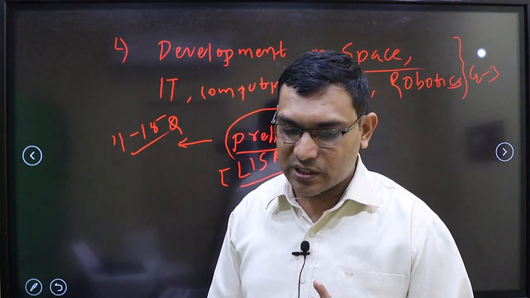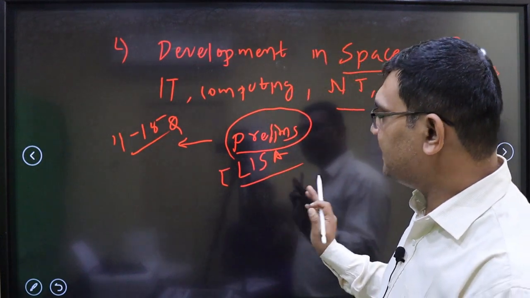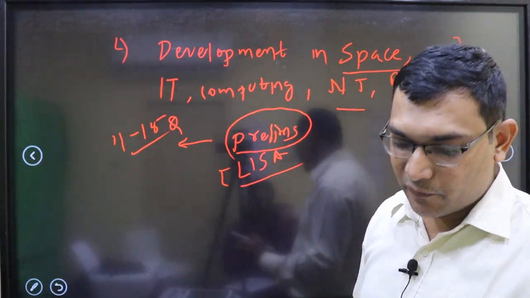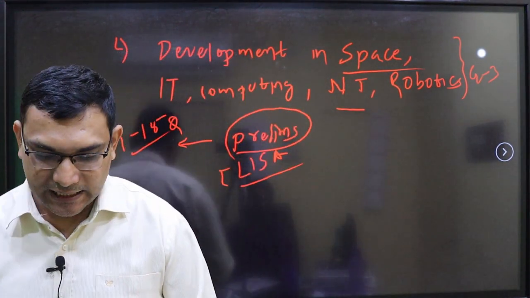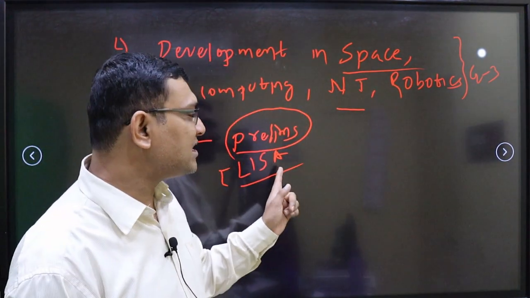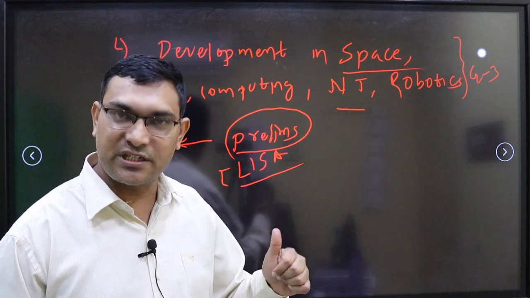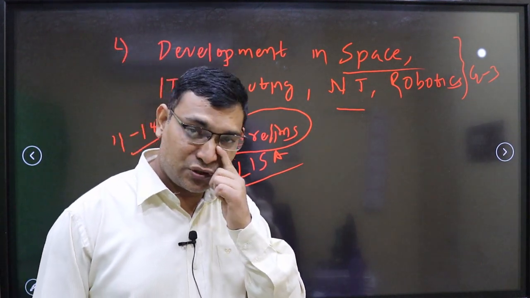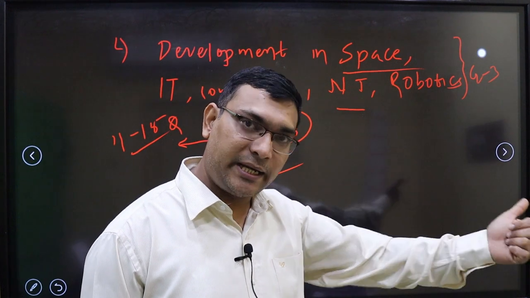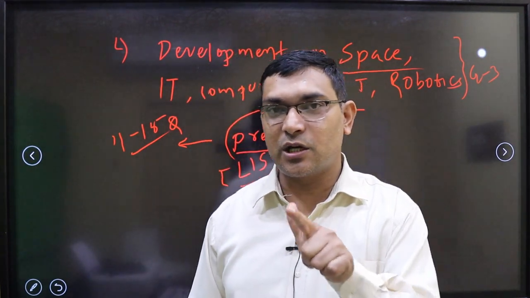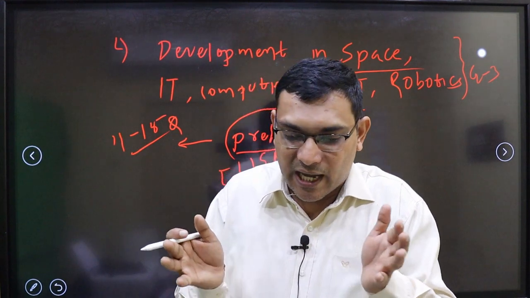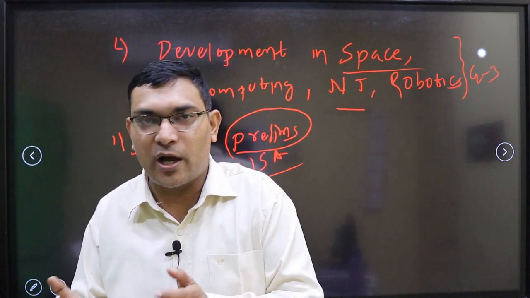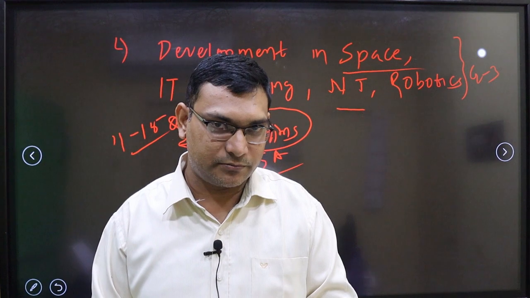But here, if you see, there was a question on LISA, the Evolved Laser Interferometer. It was a satellite that was to be launched by the European Space Agency to study gravitational waves. Right? So this was in the news in the year 2019, and the question was asked in the year 2020. So they are asking questions related to astronomy, cosmology and space.